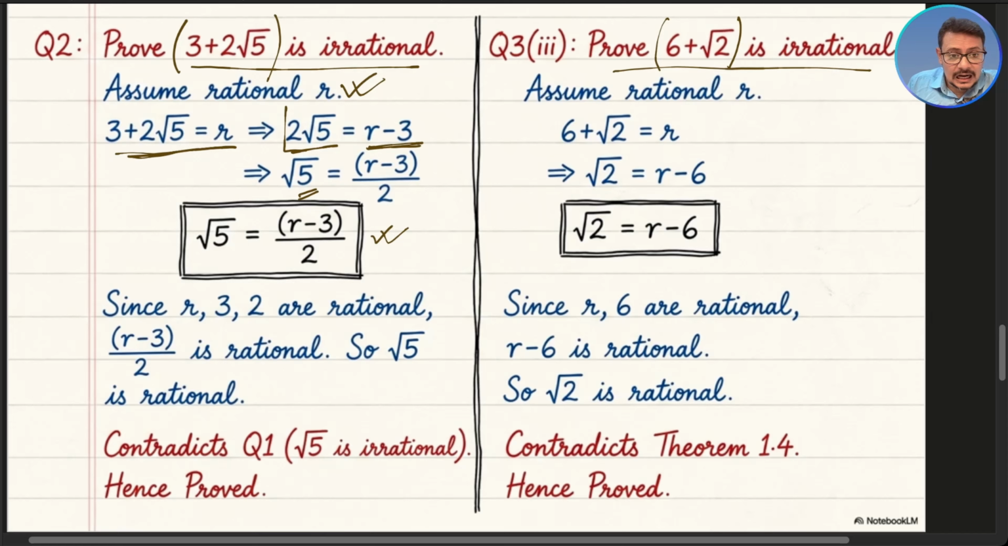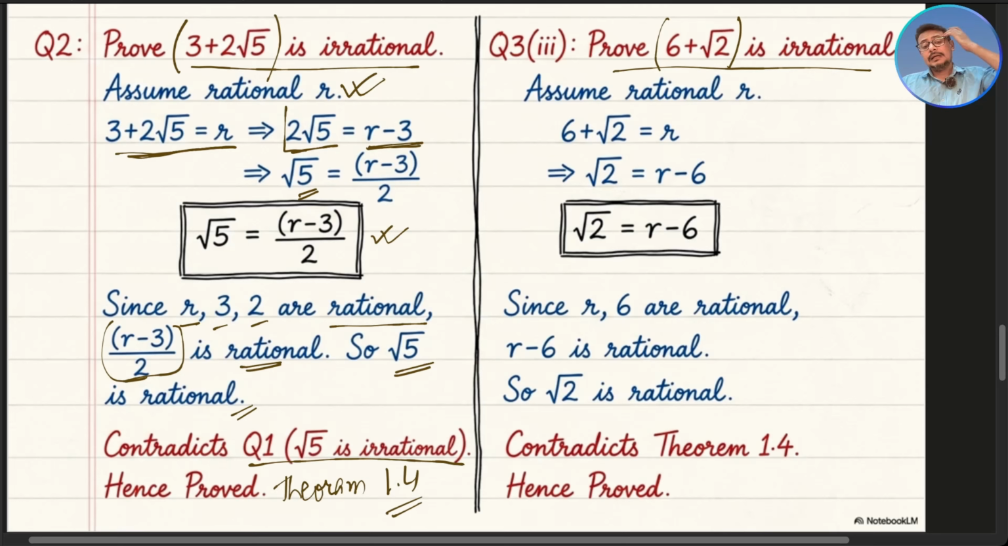Now since r and 3 and 2 are rational, (r minus 3) by 2 will also be rational. So root 5 has to be rational, which contradicts question number 1, that is root 5 is irrational, or theorem 1.4 also, where we have learned that the square root of any prime number is irrational. So hence proved that 3 plus 2 root 5 is irrational.